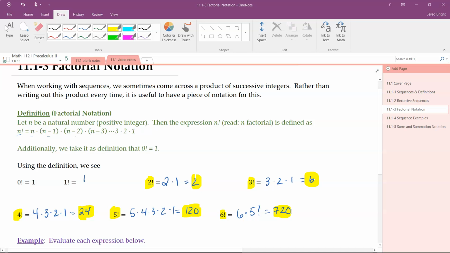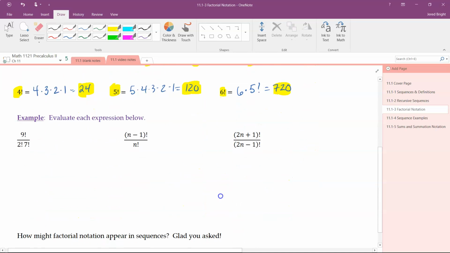Now let's get some practice evaluating expressions containing these. We can certainly do the number crunching, and if you want to, go for it. What I'm going to do is be clever. I'm going to say that 9 factorial is 9 times 8 times 7 times 6 times 5 times 4, and you don't have to write this out, I'm just doing this to prove a point. And then the denominator is 7 times 6 times 5 times 4 times 3 times 2 times 1.